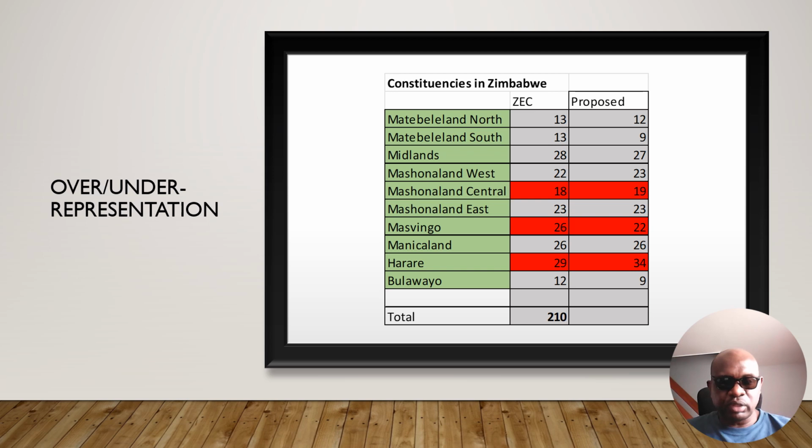But the biggest concern is on the Harare province, where ZEC records 29 members of parliament, yet it must have 34 members of parliament. Also, if you look at Masvingo province, there is also a difference there. So this needs to be clarified or rectified.